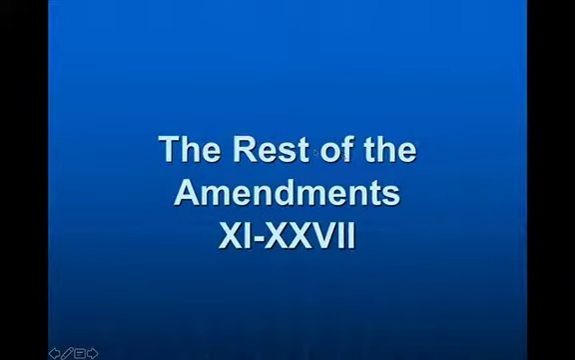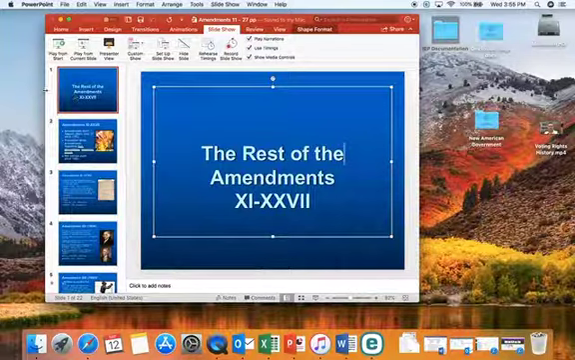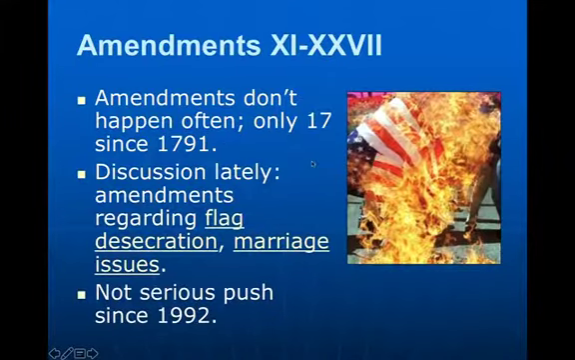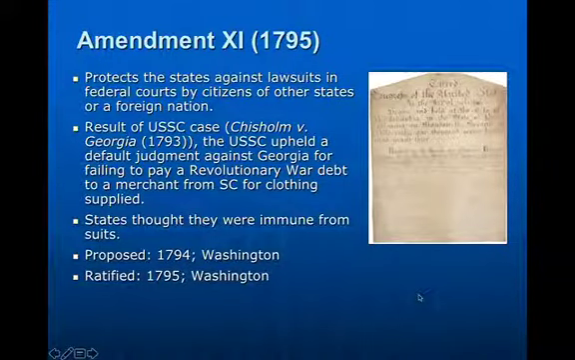All right, so guys, today we're going through the rest of the amendments here. So only 17 amendments have been passed since the Bill of Rights was passed in 1791. Some people have lately talked about an amendment to ban burning the flag, and certainly marriage issues. But the last one was passed in 1792. We'll get to that in a little bit.